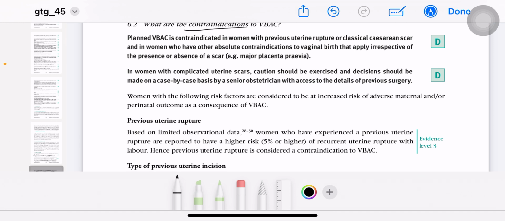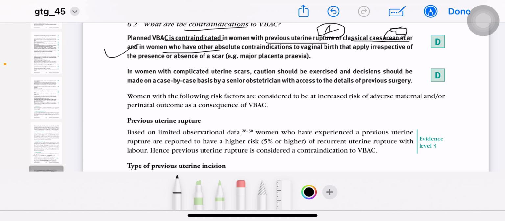So what are the contraindications? Now we will discuss the contraindications. Planned VBAC is contraindicated in women with previous uterine rupture. Number one is a classical cesarean scar. For example, if she is preterm and you gave a classical cesarean scar. MCQs came from this topic. This is very important, so you have to make points of these contraindications.